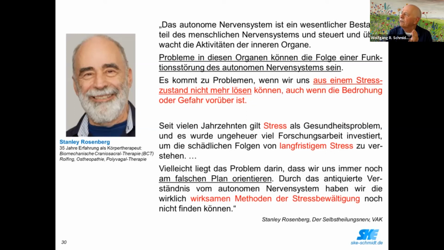So Rosenberg says stress has been a health problem for many decades, and a tremendous amount of research has been devoted to understanding the harmful effects of long-term stress. Perhaps the problem is that we are still on the wrong track. Due to the antiquated understanding of the autonomic nervous system, we have not yet been able to find the really effective methods of coping with stress. And this is what has been fascinating me now for more than 1 year.